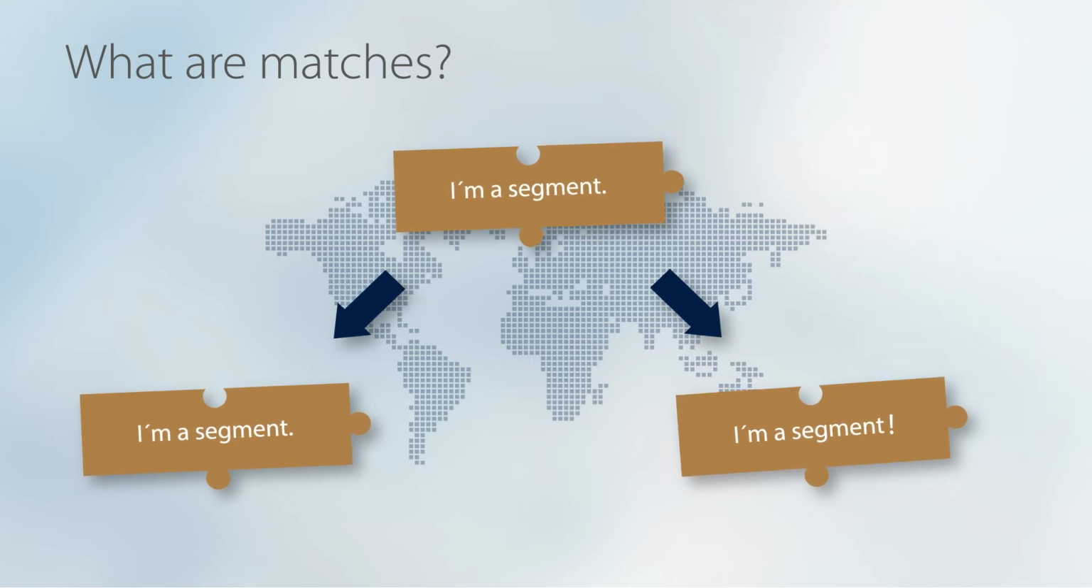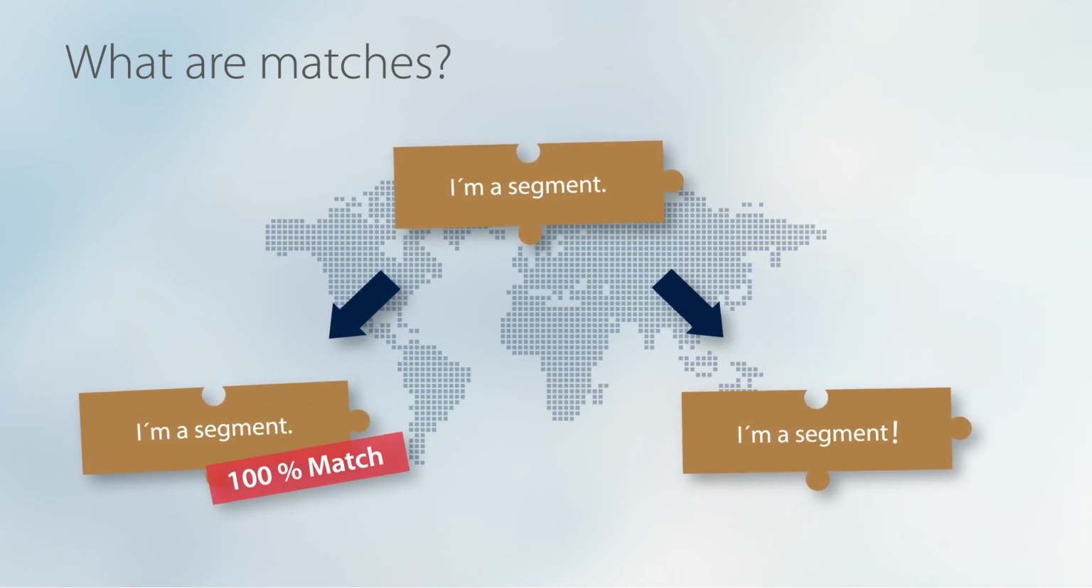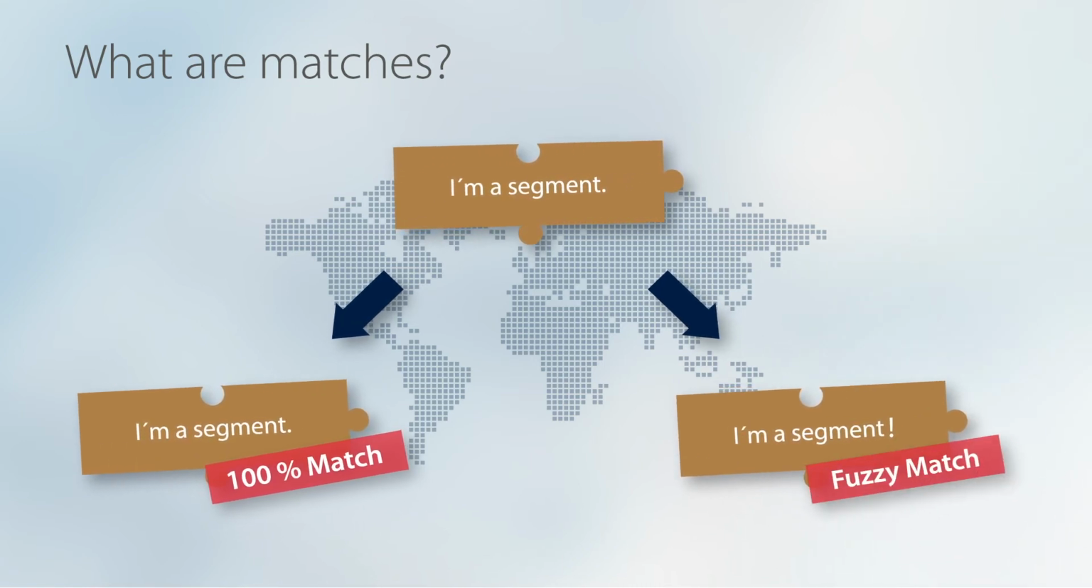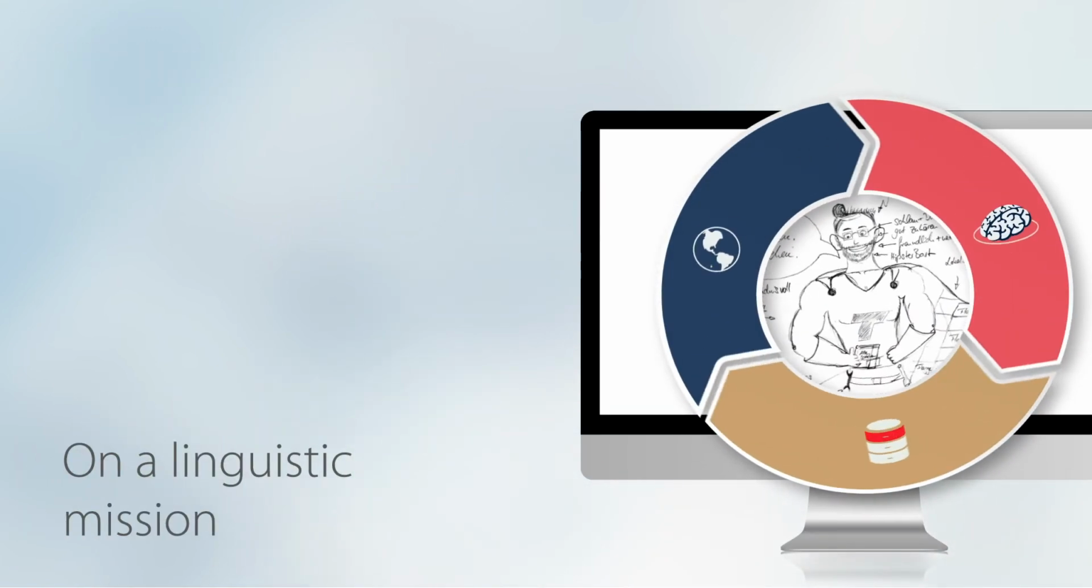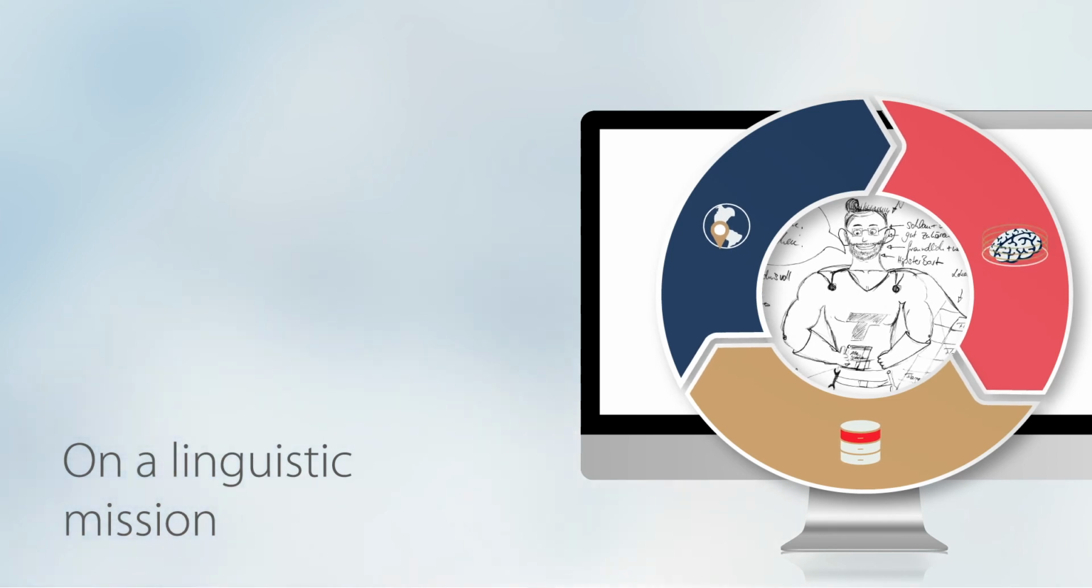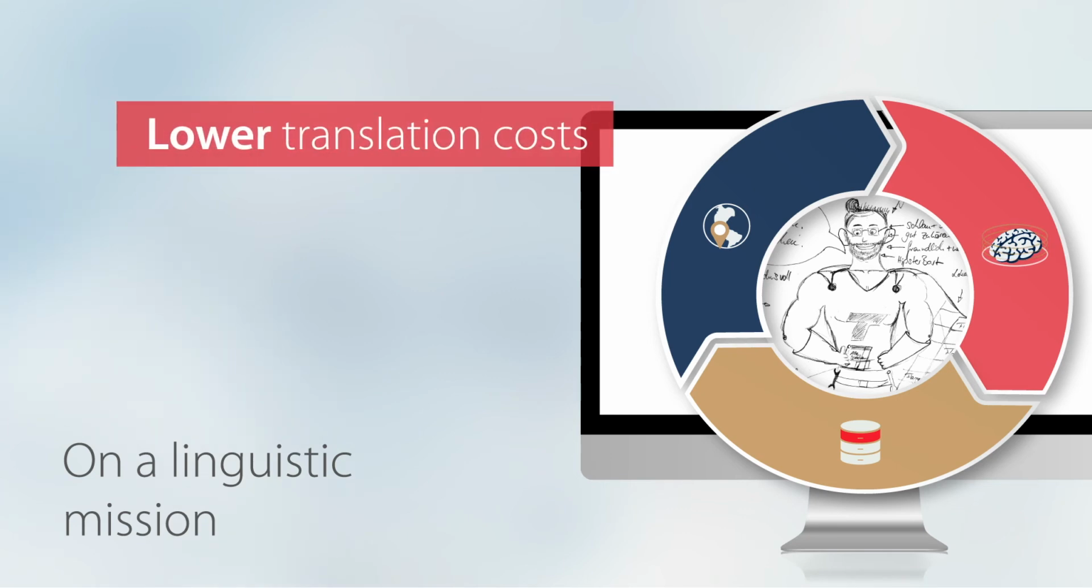If a segment is absolutely identical and can be accepted as is, it's a 100% match. A segment that is only partially identical and has to be adjusted is called a fuzzy match. As the translation memory grows, translators save time and can work more efficiently. And customers benefit because they don't have to pay the full word price for matches.